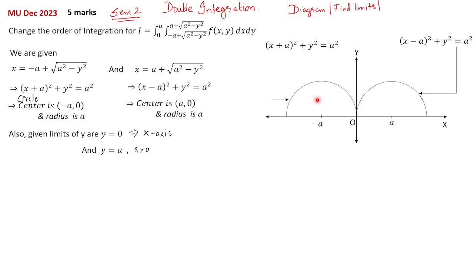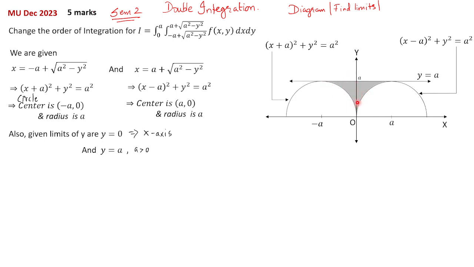Now we draw the limits for y. So y equals a is the line passing through a on the y-axis, and now we have to shade the region. The region over here is this, which is in between the two circles and the line.